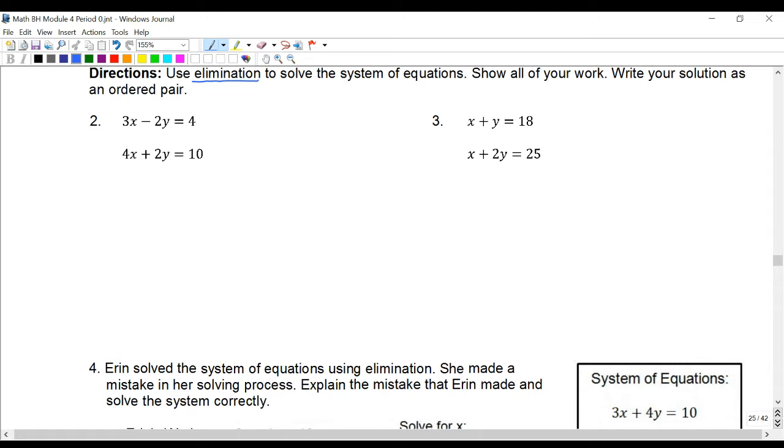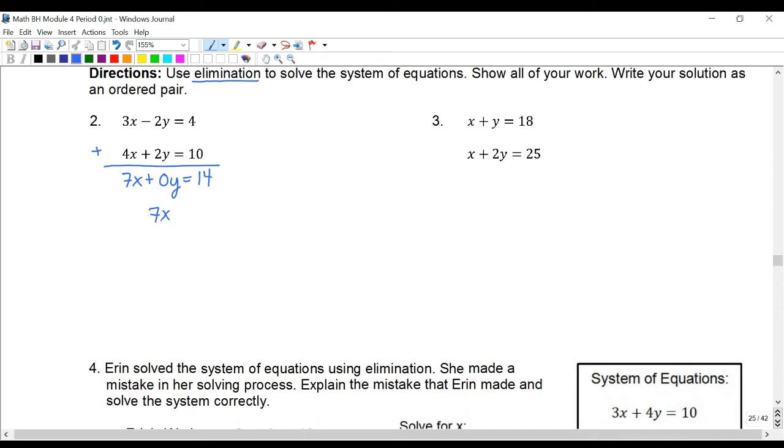With elimination, what we want is equations that resemble standard form with the variables lined up, ideally with the variables on the same side and the constants on the other. And we are looking to add equations to eliminate a variable. And when we add these, we notice we get 7x plus 0y equals 4 plus 10 is 14.